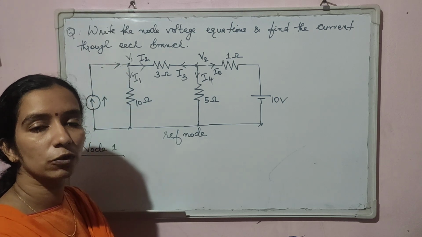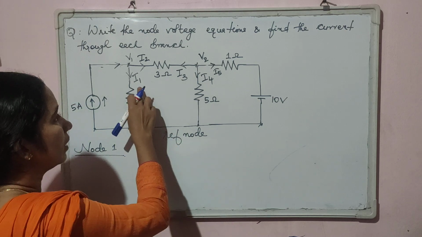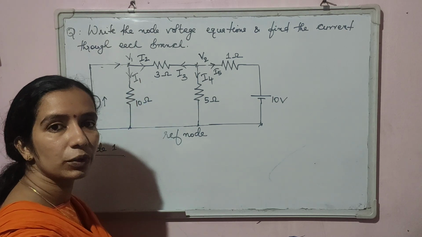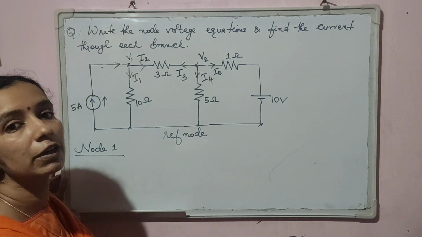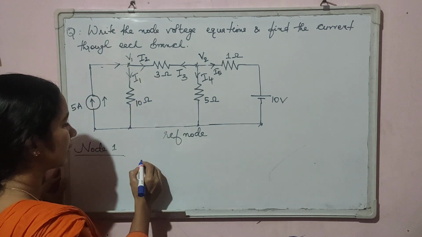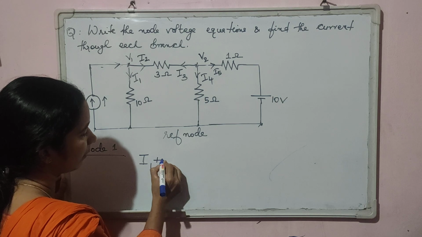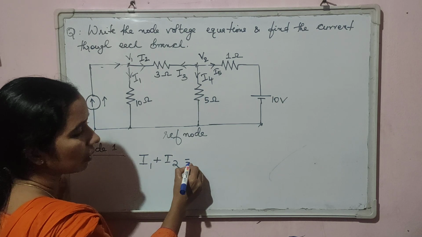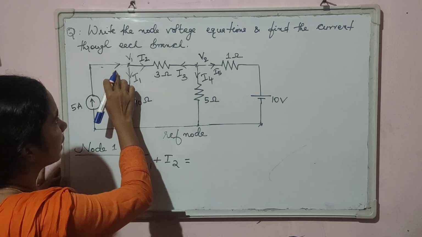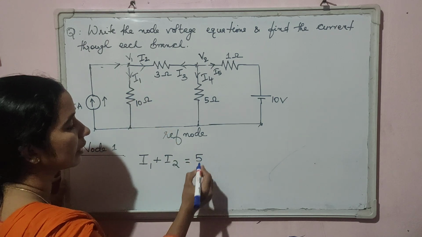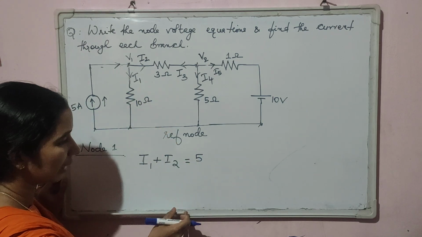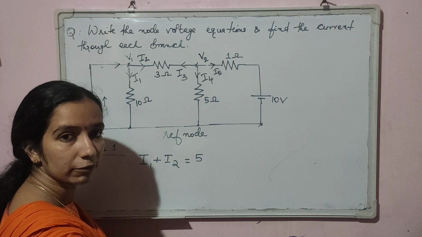As the direction arrow is shown upwards, this particular current of 5 amperes is entering the node. So according to Kirchhoff's current law, the sum of currents entering a node is equal to the sum of currents leaving the node. Here the leaving currents are I1 and I2. So the sum of currents leaving, I1 plus I2, is equal to the sum of currents entering, that is 5 ampere. So I1 plus I2 is equal to 5.